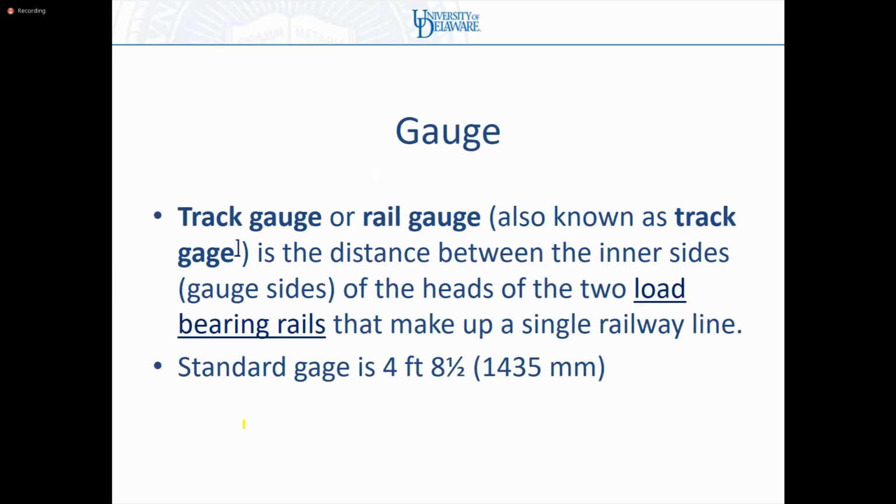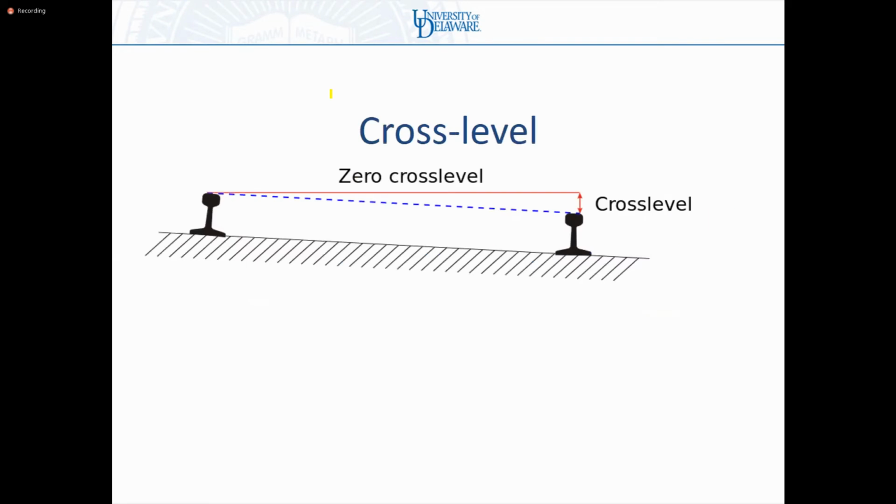So let's define a couple of standard ones. Gauge, we've already defined before. Gauge is nothing more than the inside to inside distance between rails. It's usually measured at a point something of the order of 14 or 15 millimeters below the top of railhead. So you have a uniform point that you measure it under, but it's always inside to inside because that's what the wheel flange sees. And of course, we all know standard gauge is 1435 millimeters.